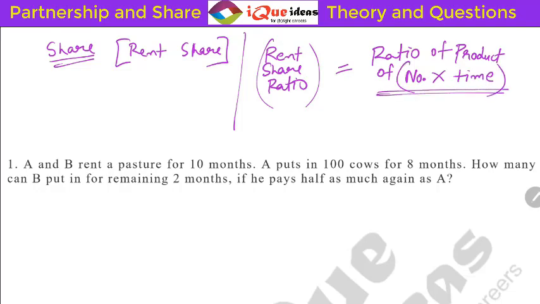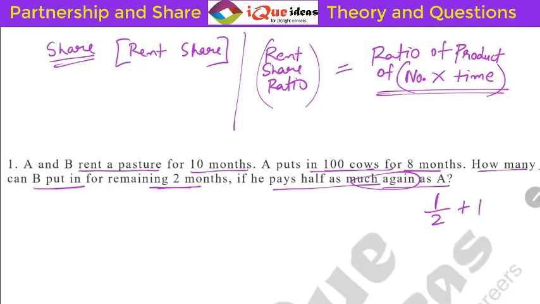That's it. Simple idea. Now here, if you see this question, A and B rent a pasture for 10 months. A puts 100 cows for 8 months. How many can B put in for the remaining 2 months if he pays half as much again as A? Now half as much again means it will be half plus 1, half as much again as A. So half plus 1, that means 3/2 times.